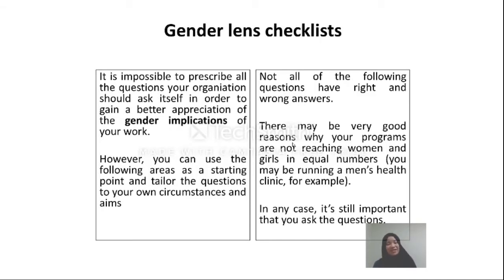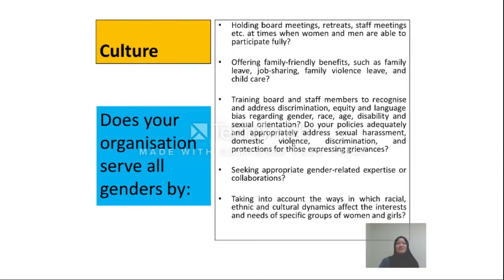So, what are these questions? In terms of culture, does your organization serve all genders by, first, holding board meetings, retreats, staff meetings, etc. at times when women and men are able to participate fully? Why do I ask these questions? Because there are times that women are not available at certain times of the day. Maybe in the morning because they're trying to prepare for their family, or even the men also in other cases.